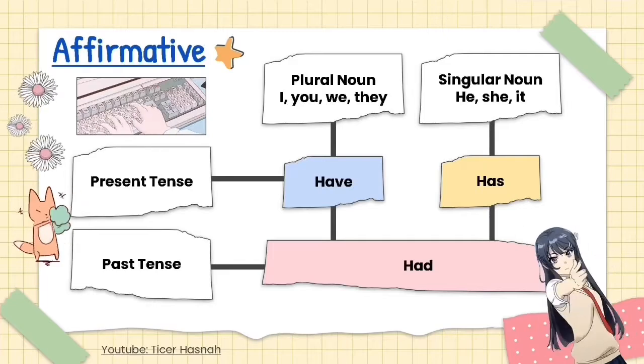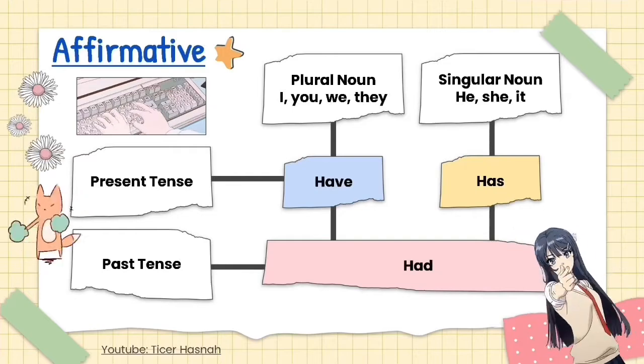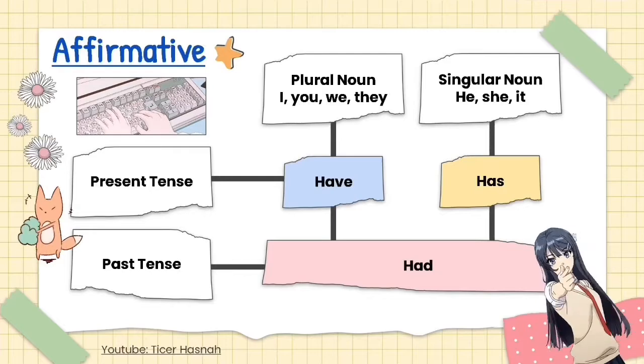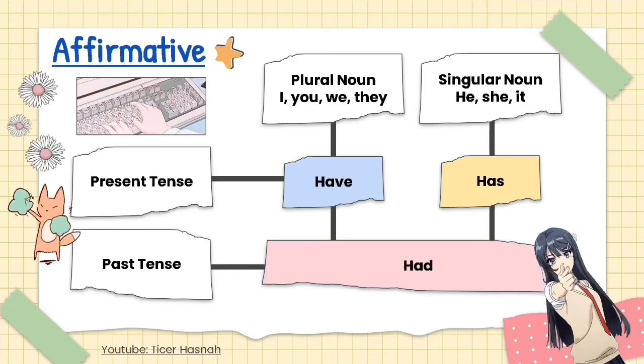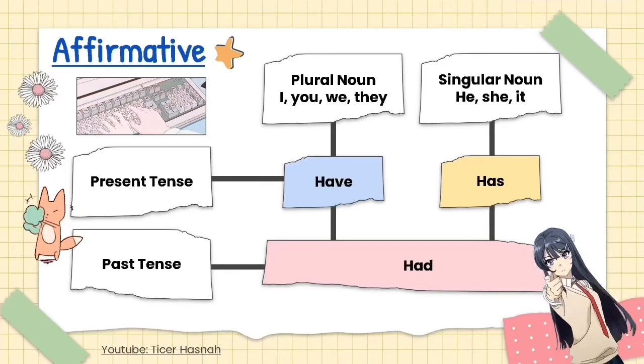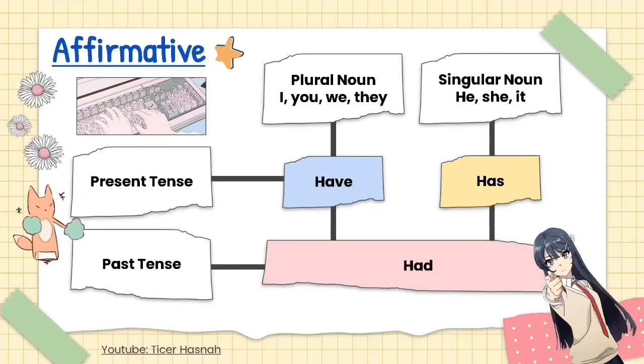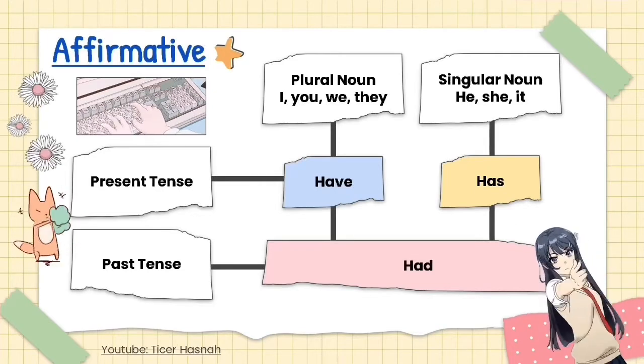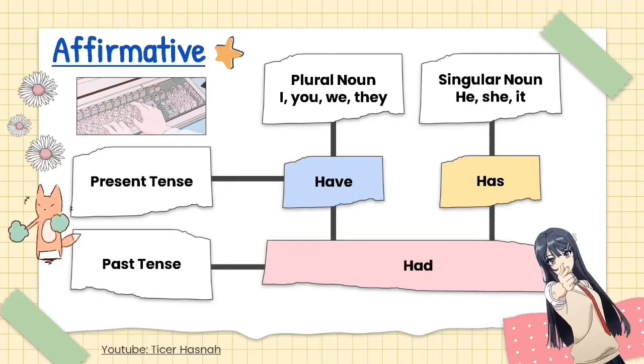The form of the verb will depend on the subject and the sentence tense. So whether the sentence is in the present tense or past tense. First, let's look at the affirmative sentences. These are positive sentences. If the subject is a plural noun, I, you, we, or they, and the sentence is in the present tense, then we use the verb have.